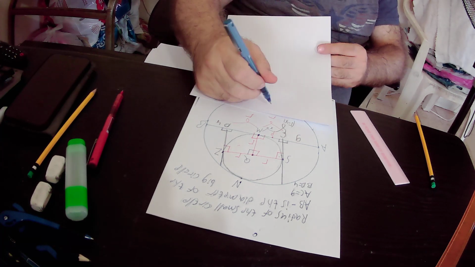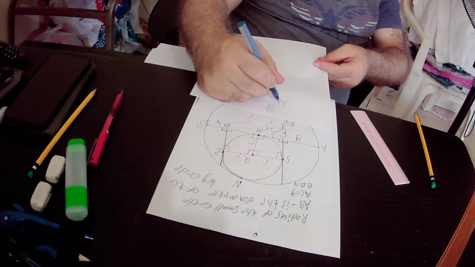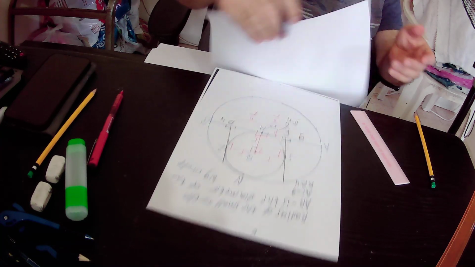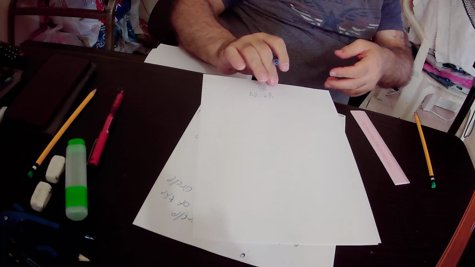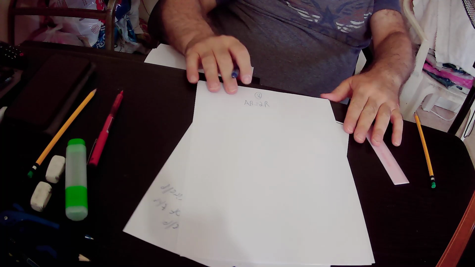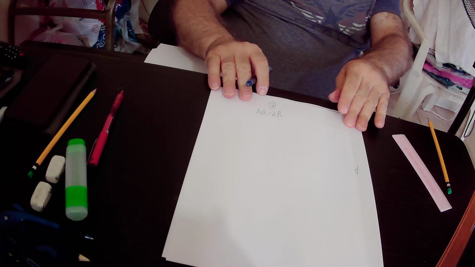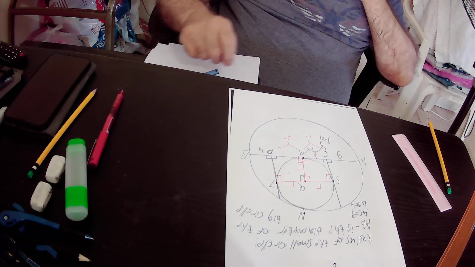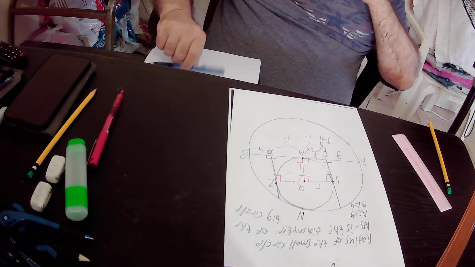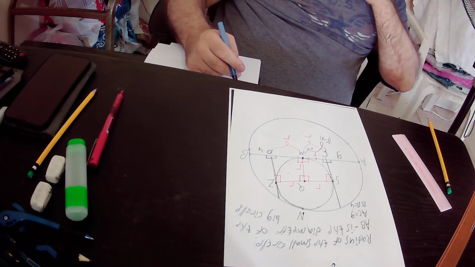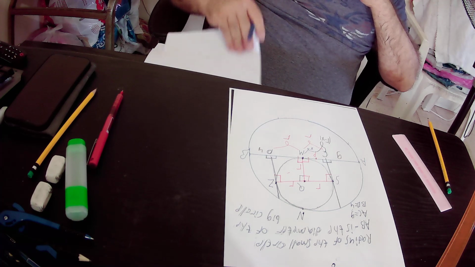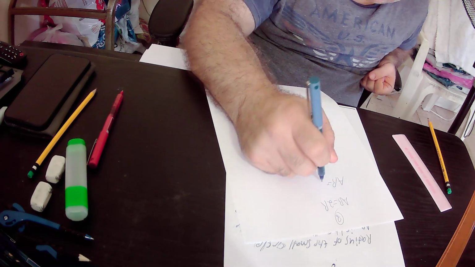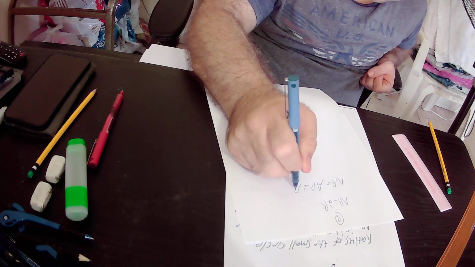AB equals 2 times capital R. AB, that is the diameter of the big circle, equals 2 times the radius of the big circle, 2 times capital R. So actually AB equals AP plus PB.